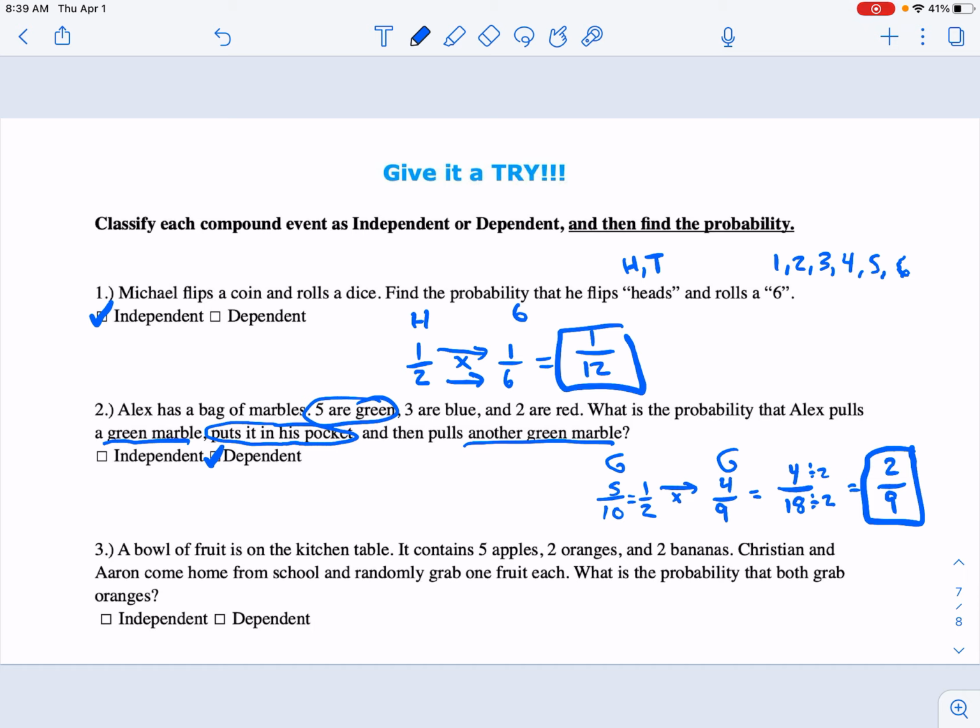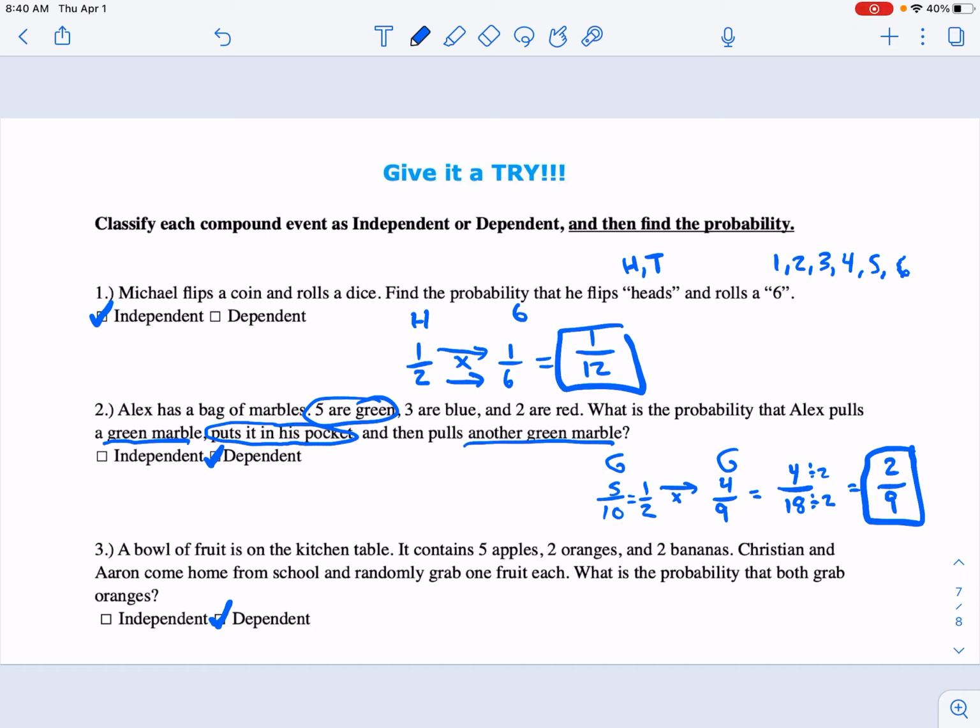All right, number 3, a bowl of fruit is on the kitchen table. It contains 5 apples, 2 oranges, and 2 bananas. Christian and Aaron come home from school and randomly grab 1 fruit each. What's the probability that both grab an orange? All right, so we need to think about this. If the first person grabs a piece of fruit, is he going to put it back for the second person, or is he going to keep it to eat? Okay, he's going to keep it to eat. So this is dependent. They cannot grab the same piece of fruit.